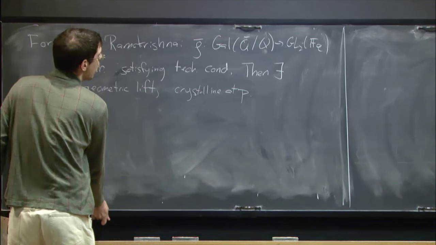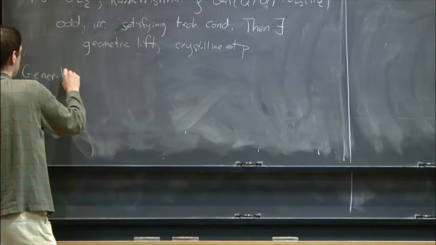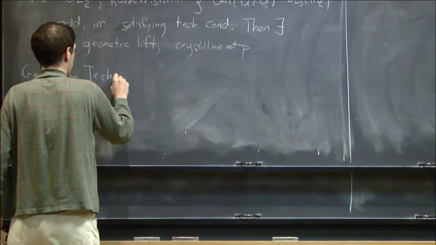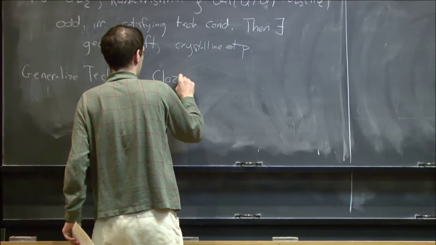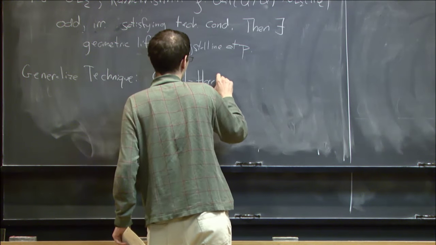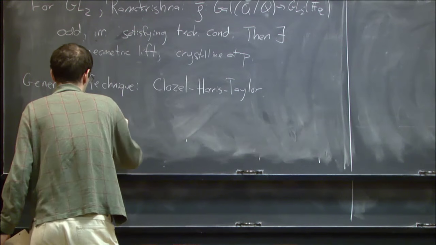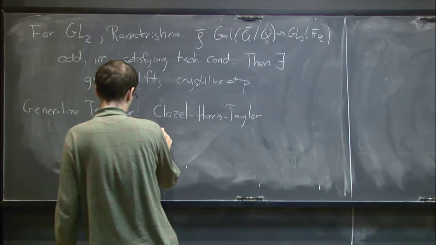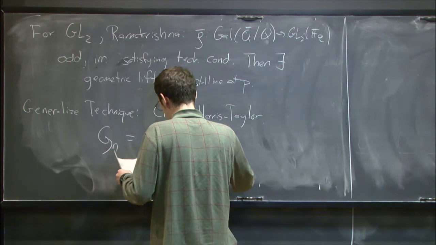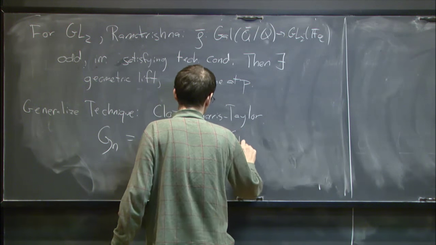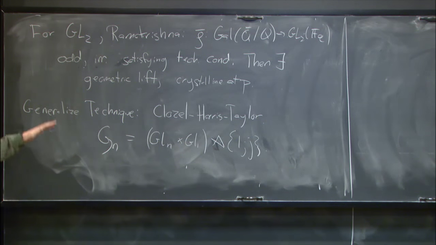So today I'm going to talk about how you can generalize this technique. People have already studied it in other contexts. Two notable examples: in the course of doing many other things, Clozel, Harris and Taylor generalized the technique to the group they called G_n, which is related to GL_n. It's GL_n times GL_1, and then a semi-direct product with a two-element group. And they're able to prove a similar lifting theorem.